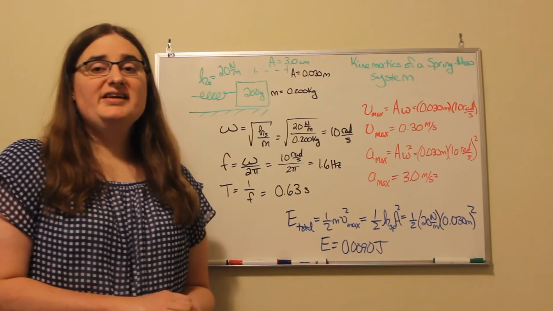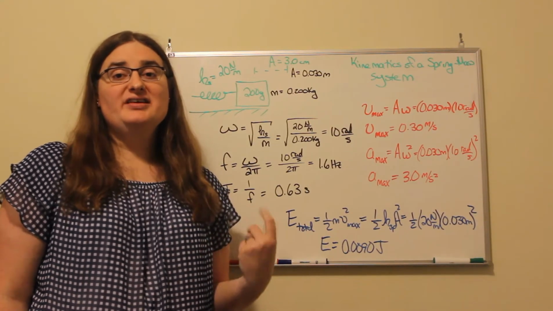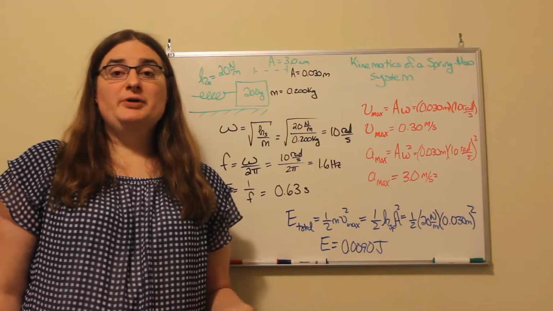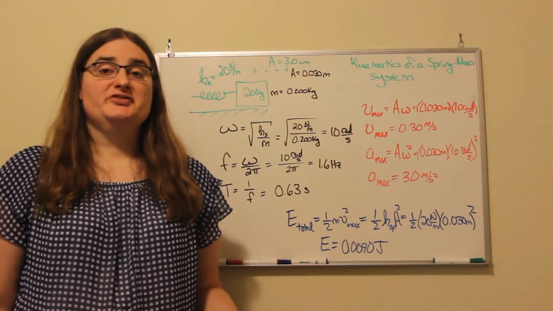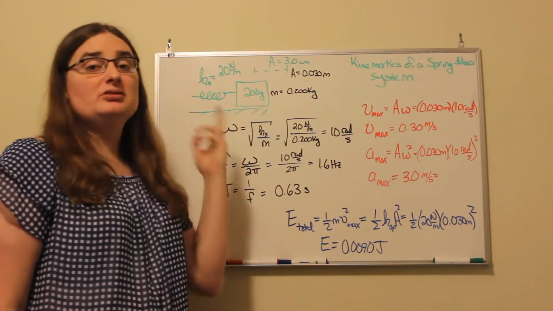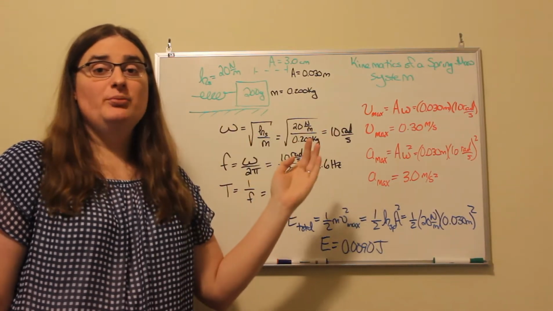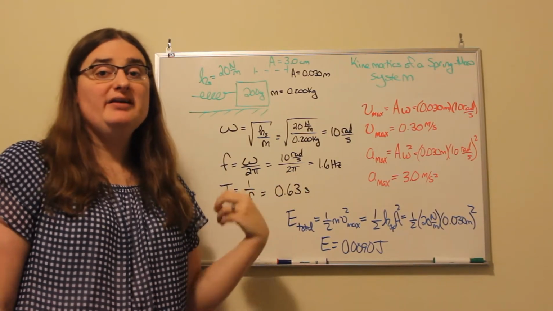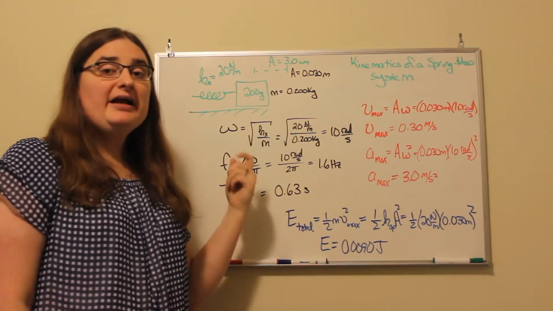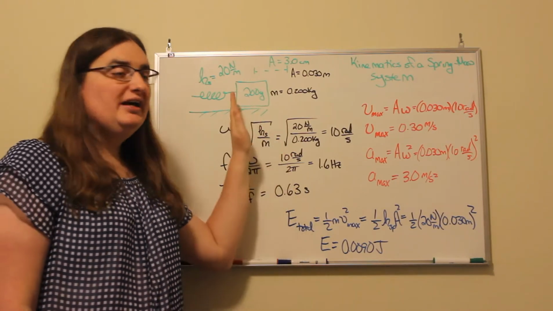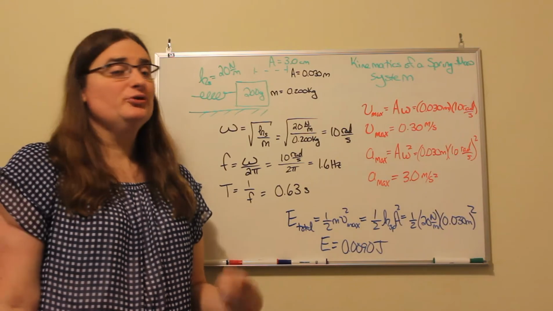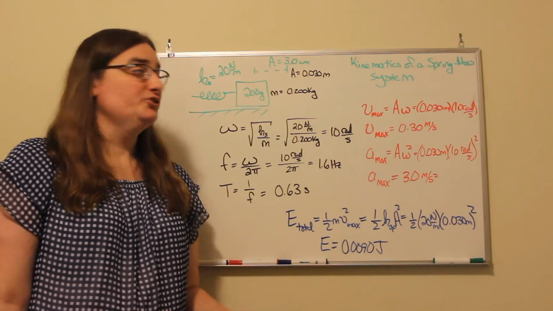Hi, I want to take a look at a problem involving the basic kinematics for a horizontal spring mass system on a frictionless surface. So with a spring mass system, we need to have a spring connected to a mass. Our spring has a spring constant or spring rate of 20 newtons per meter, and the mass is 200 grams. And it's displaced so that it has a maximum amplitude of 3 centimeters.